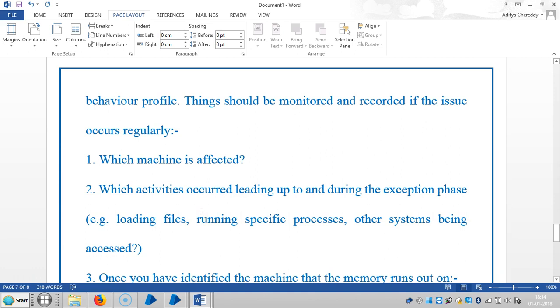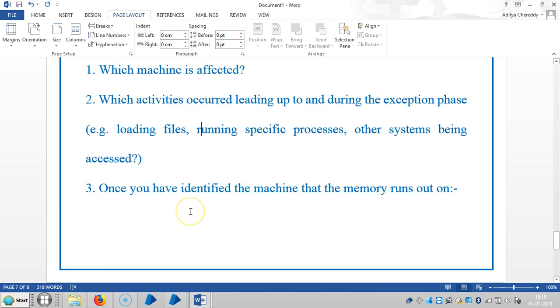And here, the things to be monitored are which machine is affected and which activities occur leading up to and during the exception phase, like loading files, running specific processes, or other systems being accessed.